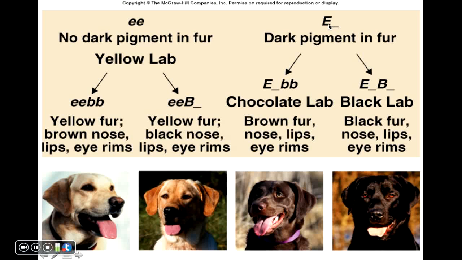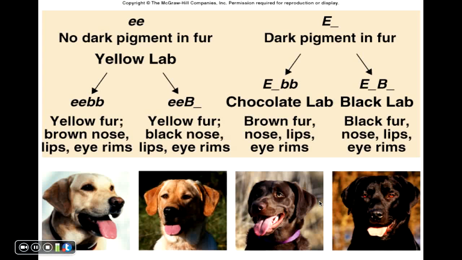So, for example, the genotype of the E gene determines whether or not the dog will produce dark pigments in their fur. So if a dog has at least one dominant allele for the E gene, indicated in the upper right here, they will produce dark fur. If they're homozygous recessive for the E gene, they will produce yellow fur. Furthermore, if we take a look at the dogs that have at least one dominant E allele, now let's take a look at this B gene. If they have at least one dominant B allele, they'll produce black fur. If they're homozygous recessive for the B allele, notice that they'll produce brown fur.